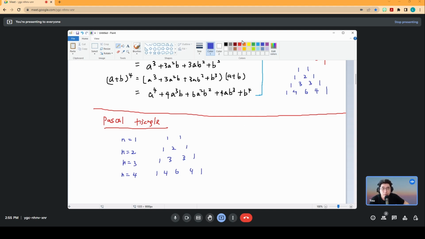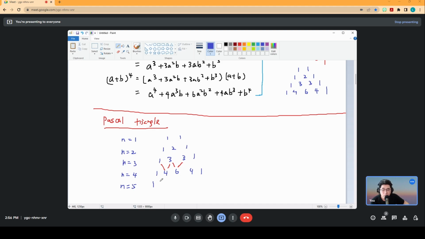What actually happens is that each number in the following row is the addition of the two neighbors from the previous row. You can see 3 plus 3 becomes 6, and 1 and 3 add to become 4. You always start from 1. So by using this concept, I managed to get n equals 5.